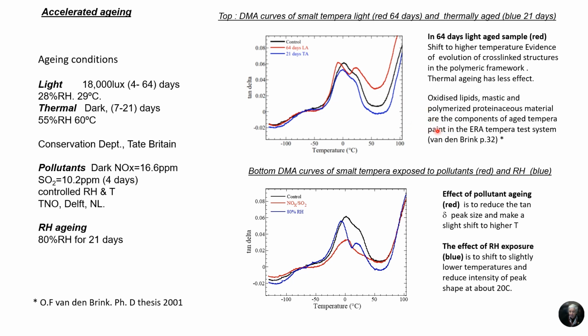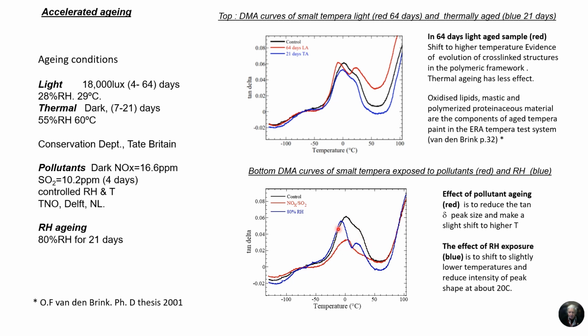So from the mass spectrometry data, these paint tempera have the presence of oxidized lipids, mastic and polymerized proteinaceous material. So this is what was found. And the effect of pollutant is shown by the red curve. So it shows a decrease compared to the control sample, which is black.